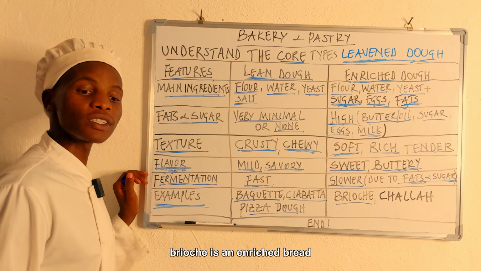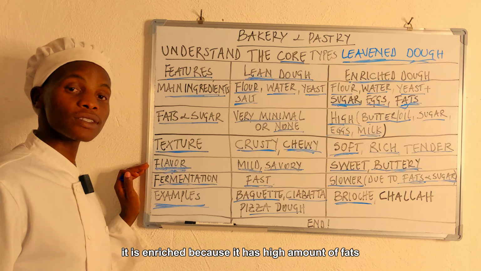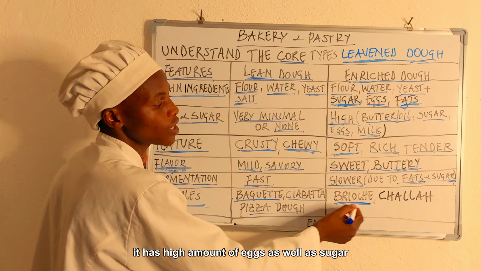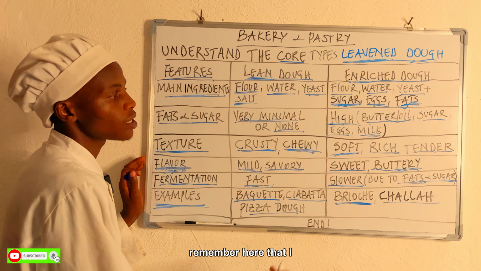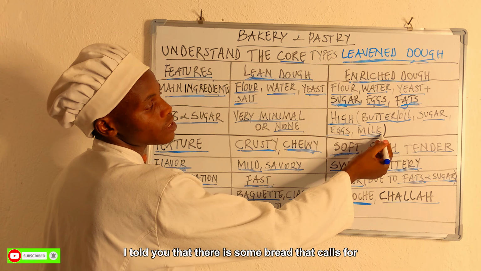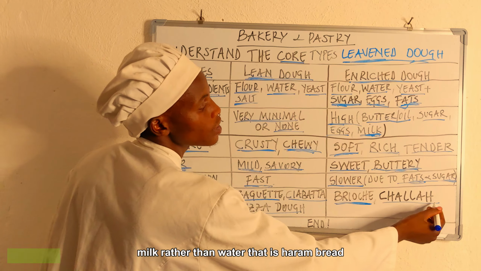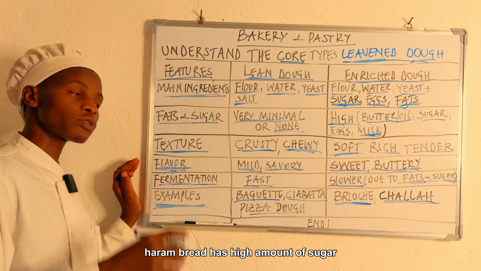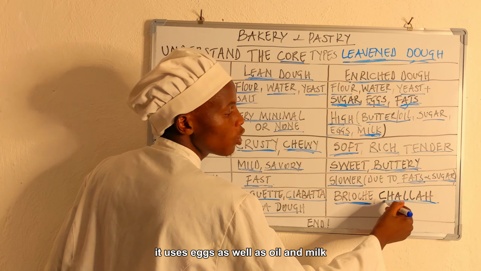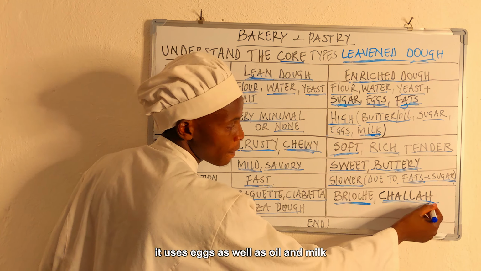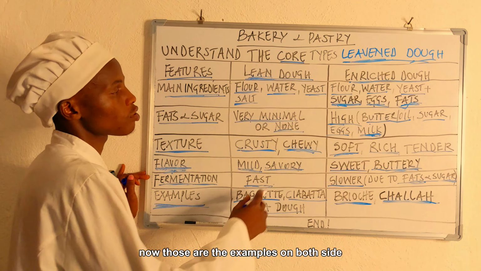Brioche is an enriched bread. It is enriched because it has a high amount of fat, that is butter. It has a high amount of eggs as well as sugar. There is also challah bread. Remember, I told you that some bread calls for milk rather than water. That is challah bread. Challah bread has a high amount of sugar. It uses eggs as well as oil and milk. Now, those are the examples on both sides.